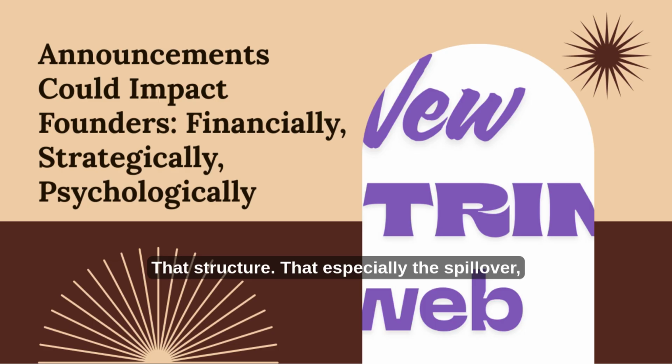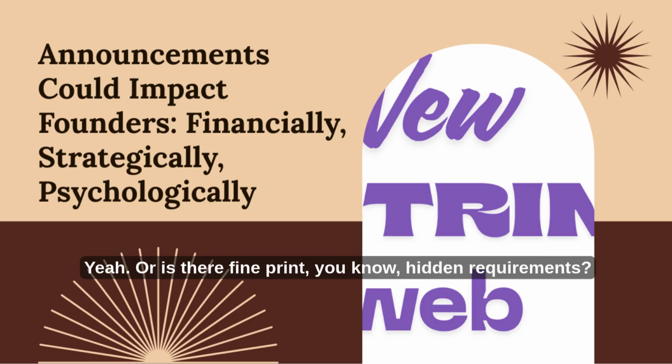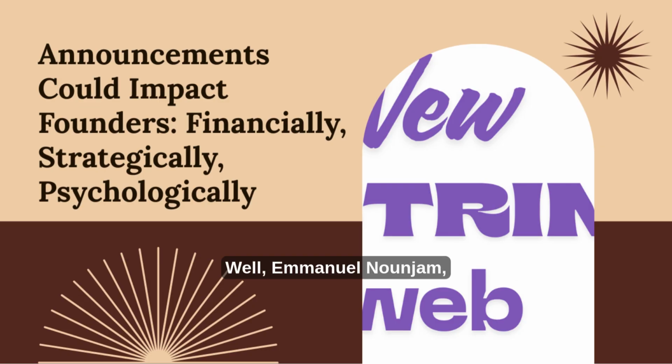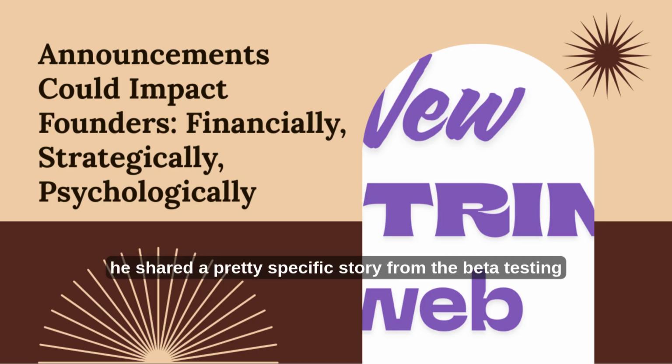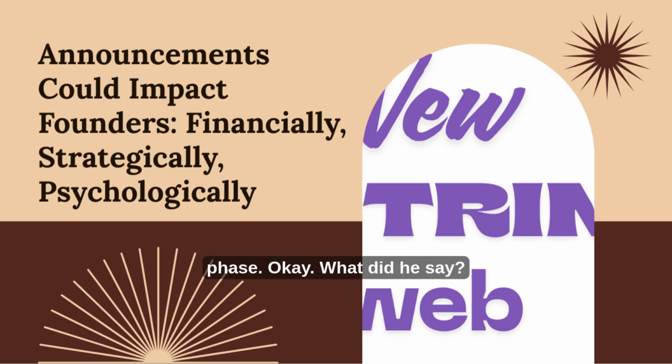That structure, especially the spillover, sounds incredibly streamlined for passive income. Maybe too streamlined. Do we have actual examples? Does it really work? Like, set it and forget it? You're right to ask, does it really work passively? Yeah, or is there fine print, hidden requirements? Well, Emmanuel Naunjam shared a pretty specific story from the beta testing phase. Okay, what did he say?